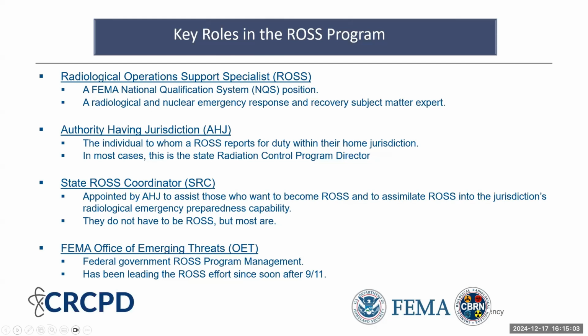For example, in Vermont, I'm both the AHJ and the state ROS coordinator. It's pretty easy for me. In California, they have a totally different situation with 79 trained ROS. They've got a different AHJ and a different state ROS coordinator, and they might even develop an assistant state ROS coordinator because there's so much work to do. And of course, our federal leadership is in the FEMA Office of Emerging Threats.